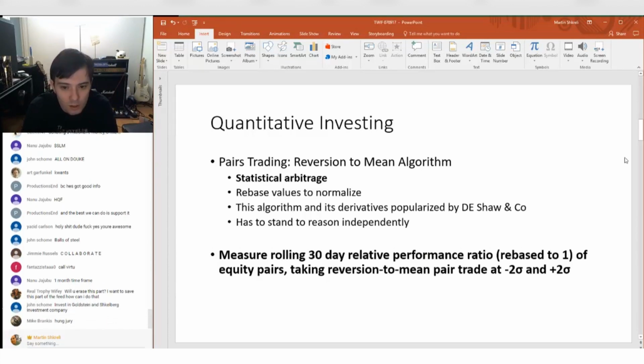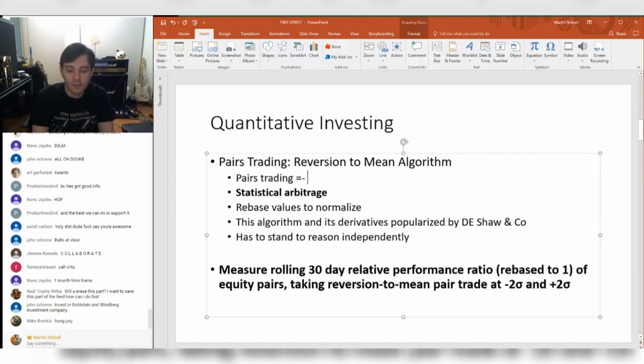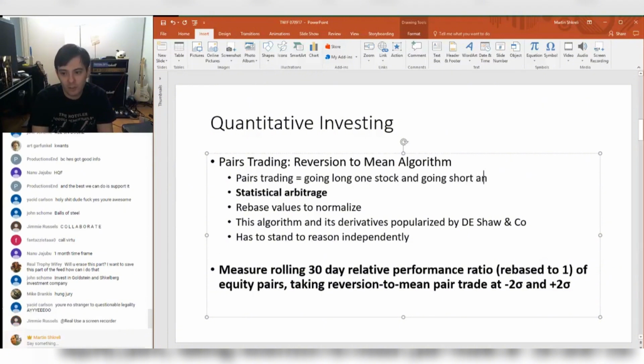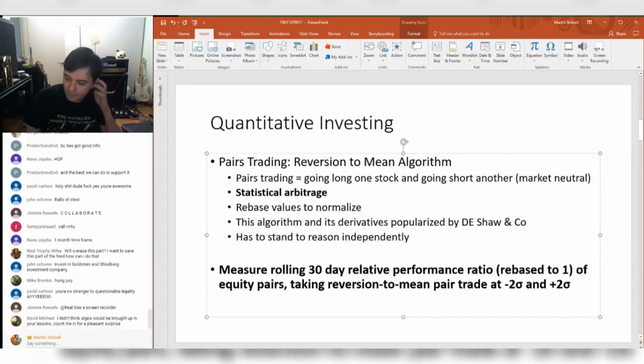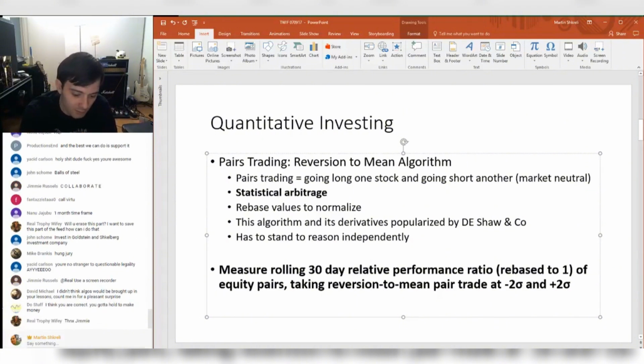In essence, pairs trading involves going long. I guess I didn't explain that here. Pairs trading is going long one stock and going short another, so that you're market neutral. A good example would be going long a pharmaceutical stock and going short a different pharmaceutical stock in the same amount. That would be a pairs trade.